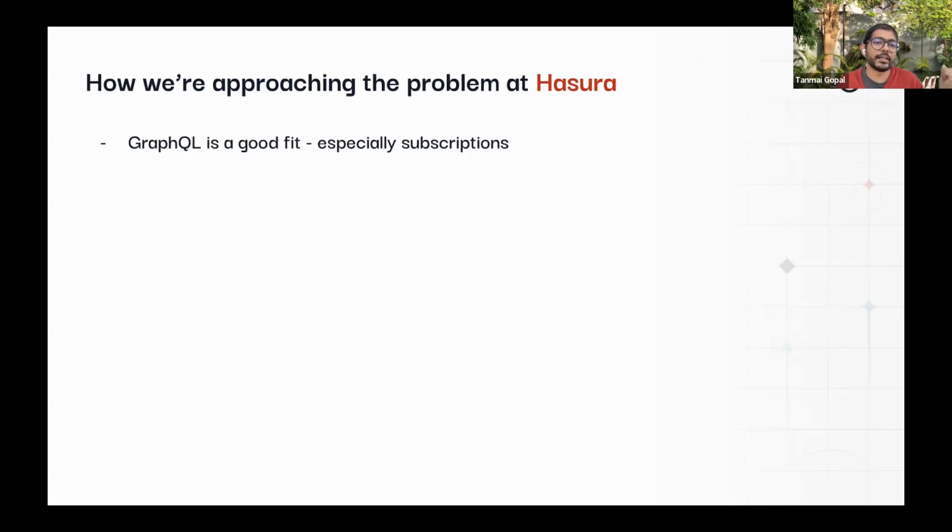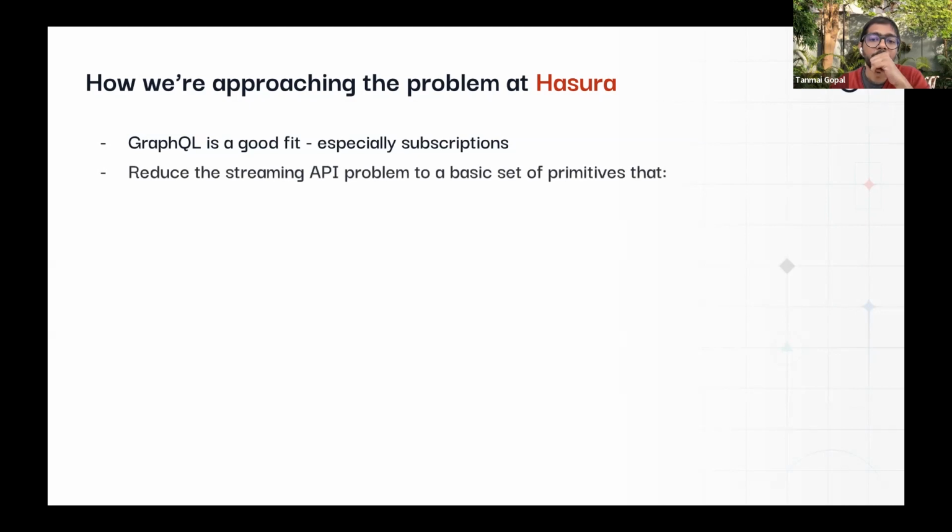You have a GraphQL client and you have a GraphQL server. It's over HTTP, it's over JSON. So some of the base plumbing starts to become clear, right? But then the second step was that we reduced the streaming problem to a basic set of primitives.